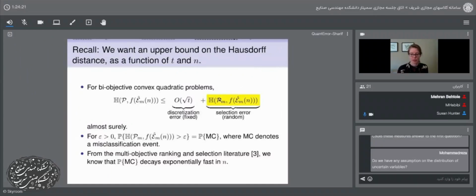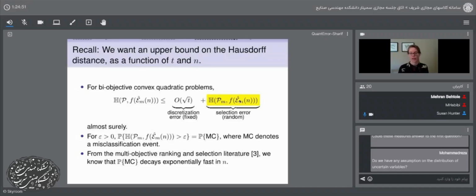The selection error is random, and we can actually get a bound on this selection error from an entirely different area of literature called multi-objective ranking and selection. And so we broadly know from that literature that the probability our Hausdorff distance is bigger than some value epsilon is going to decay exponentially fast in the sample size n. So now we have big O square root t, and then we have exponentially fast in n.